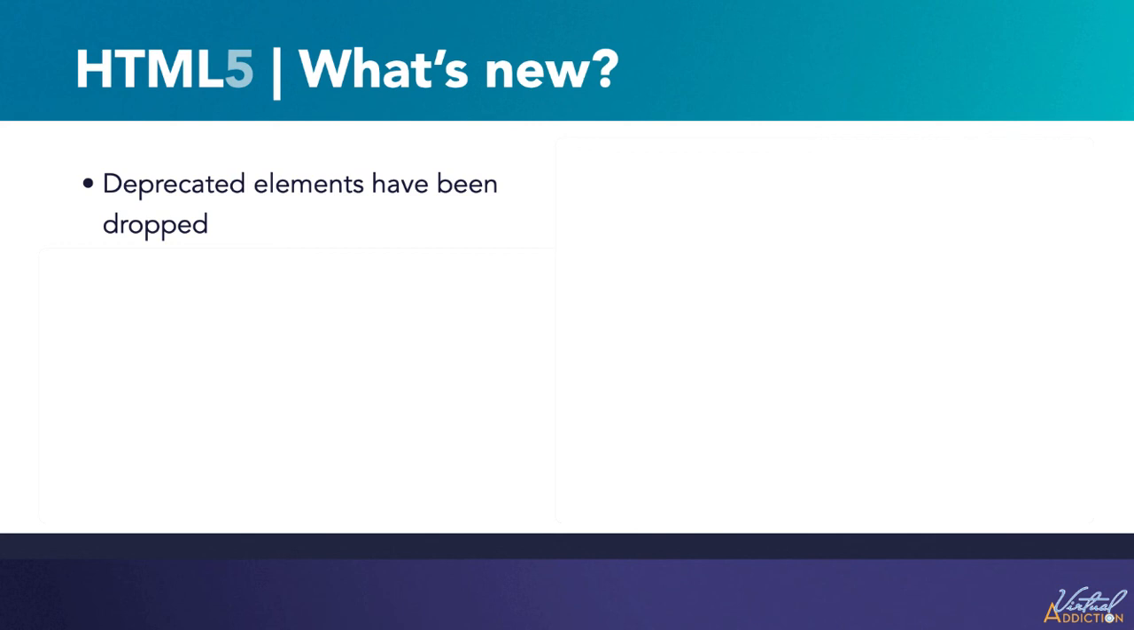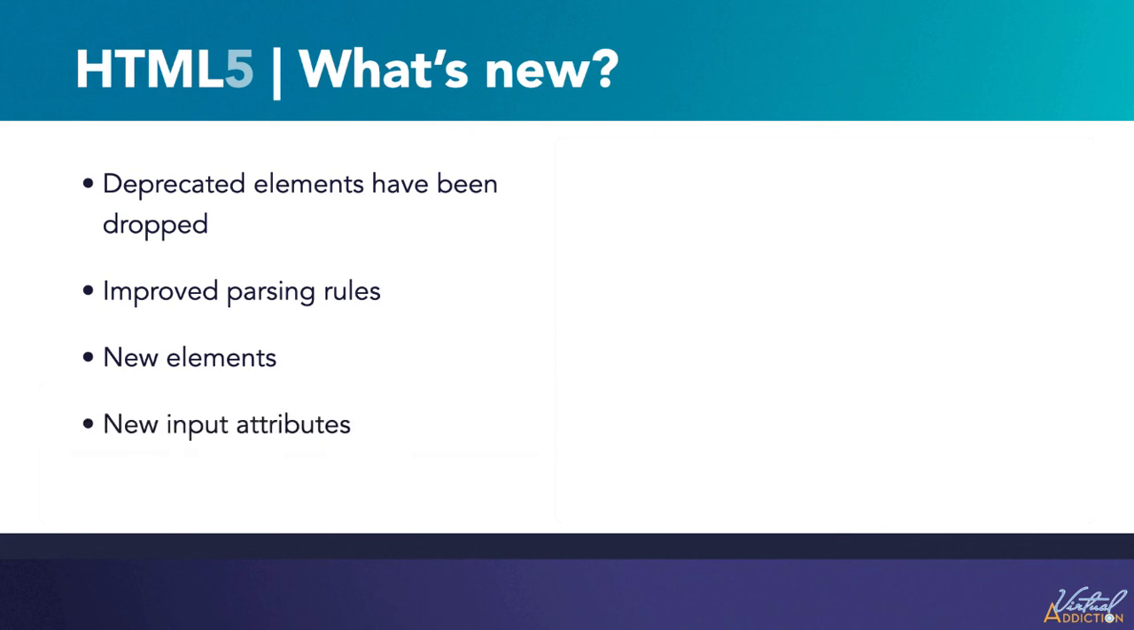It has deprecated elements like center, font, and strike. These have all been dropped from the specification. Improved parsing rules allow for more flexibility and compatibility. New elements, including video, time, nav, section, progress, meter, aside, and canvas all exist. New input attributes, including email, URL, dates, and times, are also part of the HTML5 spec.